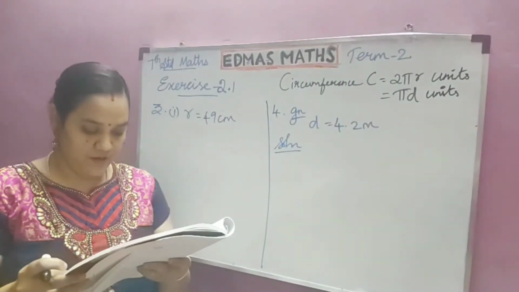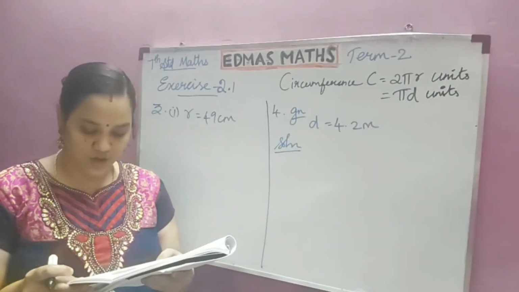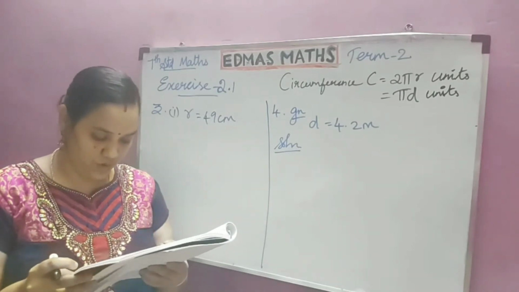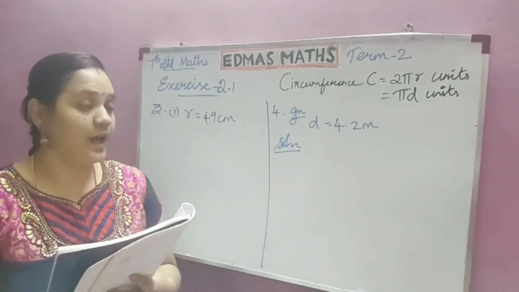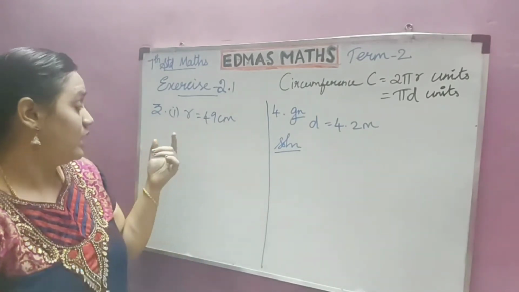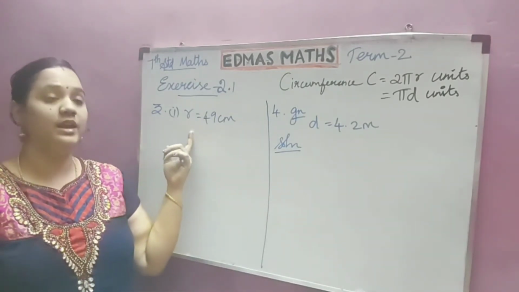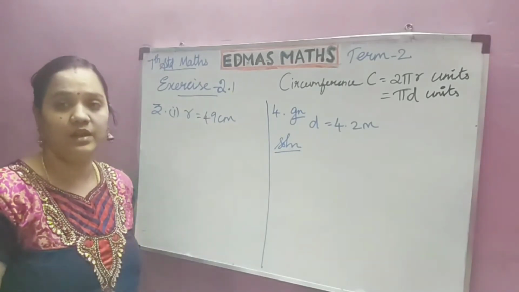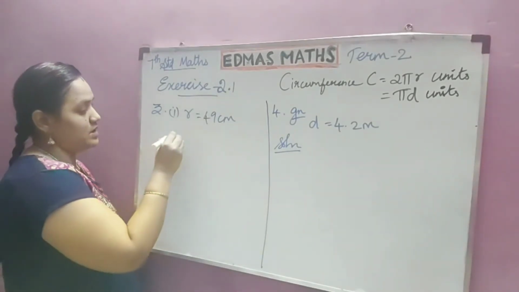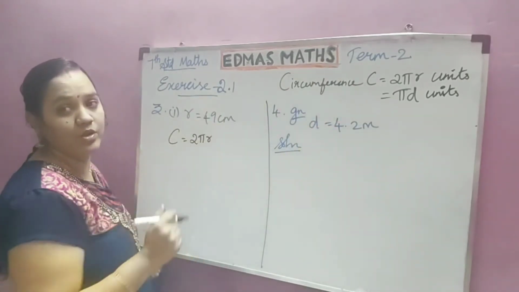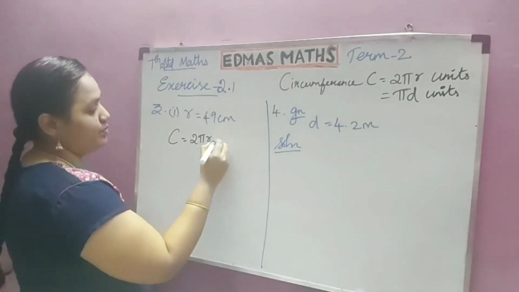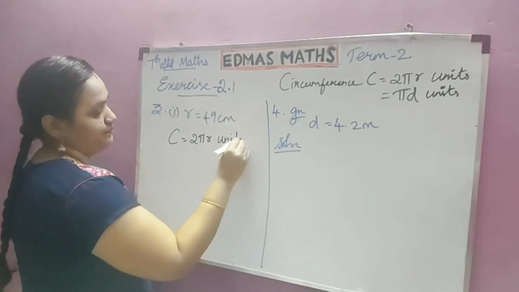Third problem. Find the circumference of the circles whose radii are given below. First option 49 centimeter and second option 91 millimeter. I am going to do the first option for you. Here it is given that the radius of the circle is 49 centimeter. We have to find the circumference. So circumference formula is 2 pi r. If r is given means we have to use 2 pi r formula. So 2 pi r units.